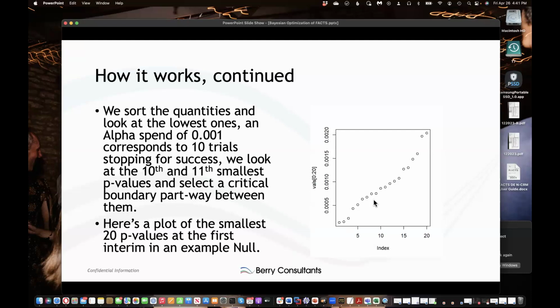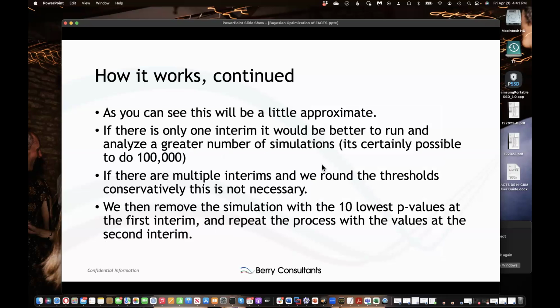And obviously, with 10,000 simulations, and we're looking at just the first 10, there's a little bit of an error. This is an example plot of 10 p-values from exactly such a setting. You can see it's nearly linear; the underlying data truth is probably linear. And we're going to pick something between the 10th and the 11th as our cutoff value. It'll be a little bit approximate.